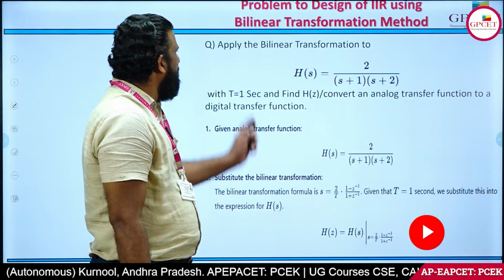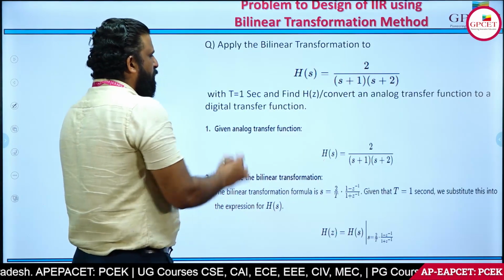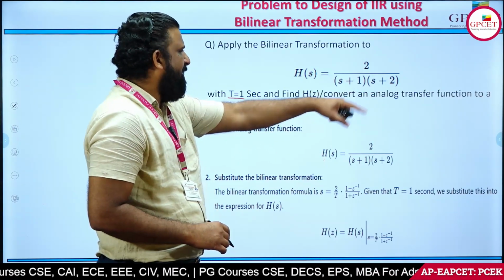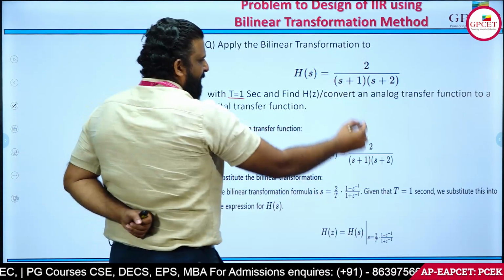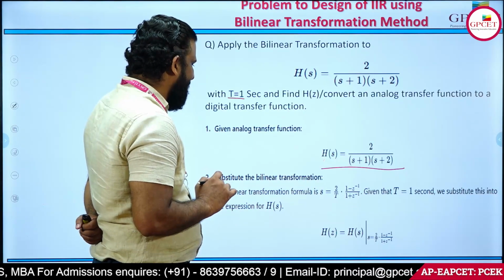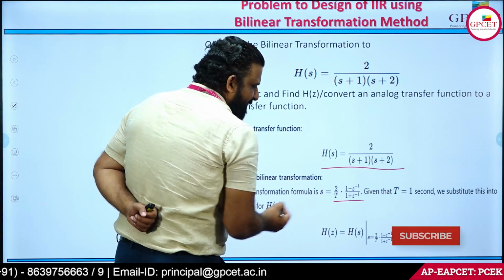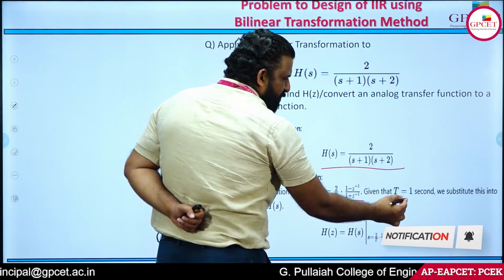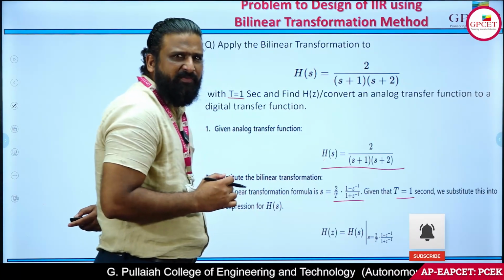Let me take one problem. Apply the bilinear transformation to H(s) = 2 / ((s+1)(s+2)). T is equal to 1 second, and we have to convert the analog transfer function into the digital transfer function. We have taken the analog transfer function of the filter, and our agenda is to convert that analog filter into a digital filter. As we have already seen in the steps, we substitute s with 2/T into (1 minus z inverse) by (1 plus z inverse), and with T equal to 1, H(s) will be converted into H(z).